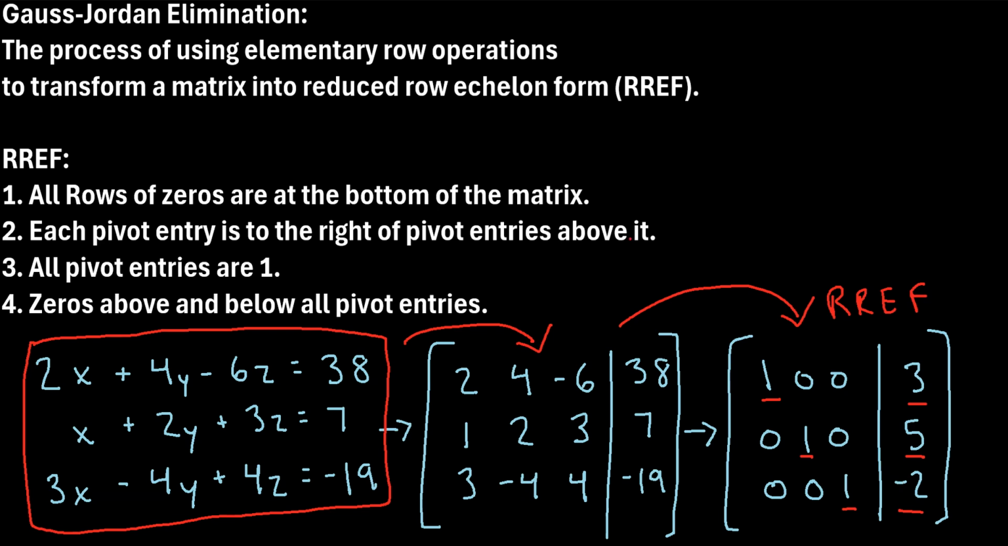Now, there are 4 criteria that a matrix must meet to be considered in reduced row echelon form. The first is that all rows of zeros are at the bottom of the matrix. The second criteria is that each pivot entry is to the right of the pivot entries above it. So remember, a pivot entry is just the first non-zero value in a row. The third criteria is that all pivot entries are equal to 1, and the last criteria is that there are zeros above and below all pivot entries. So let's get into this example and see how we can actually use Gauss-Jordan elimination.